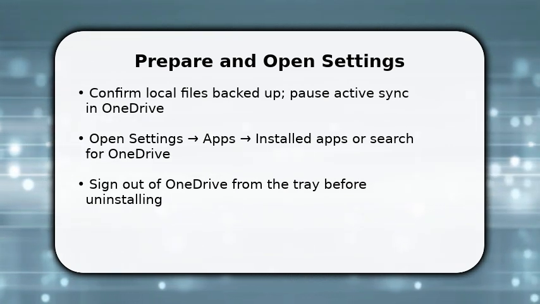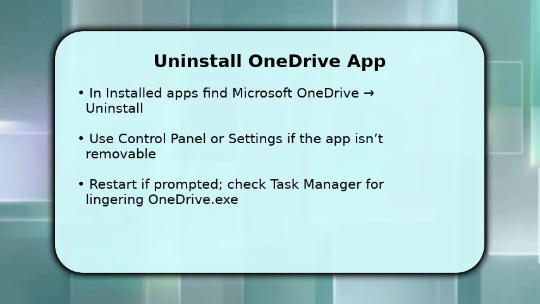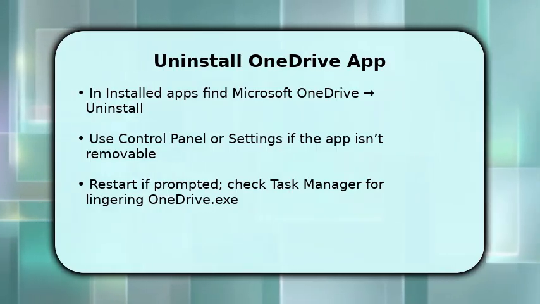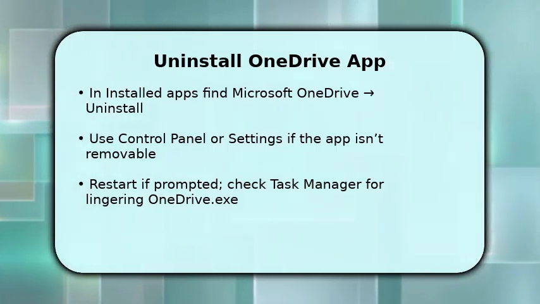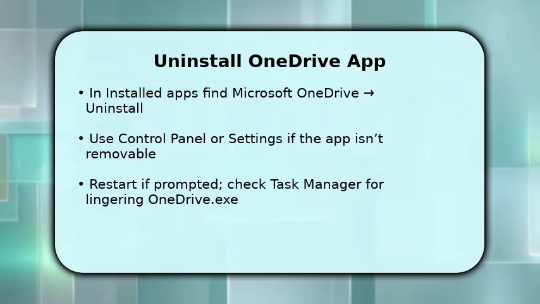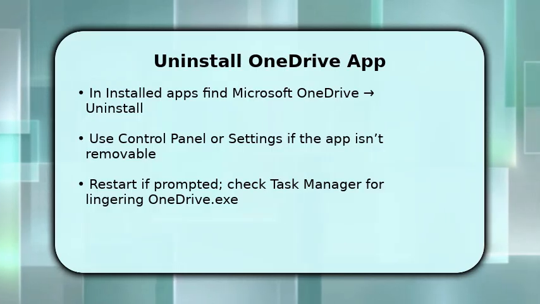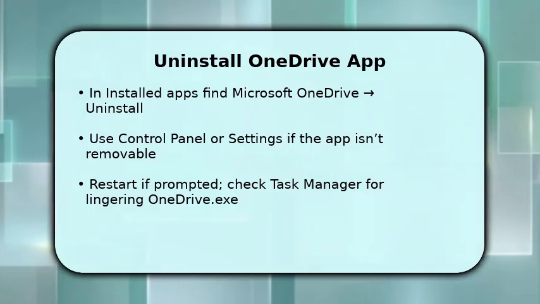If Windows won't remove it, open Control Panel, then Programs, or run the PowerShell uninstall command as admin. After uninstalling, open Task Manager and end any OneDrive.exe processes, as lingering processes can recreate settings. Restart the PC when prompted to ensure services are cleared.